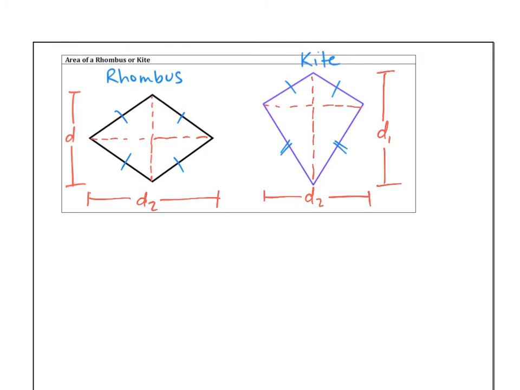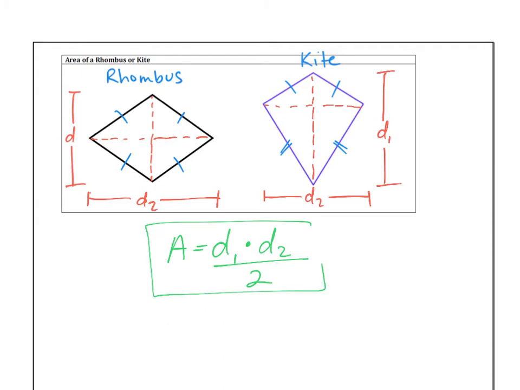So if we want to find the area of a rhombus or kite, here's our formula. We take diagonal 1 times diagonal 2 and divide by 2. I'll say it one more time. We take diagonal 1 times diagonal 2 and divide by 2. Let's try a couple.